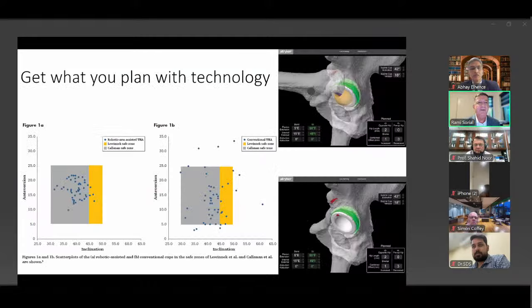We know the zones here, be it Lewinnek or Callanan. That's what generally you're aiming for, but aside from the fact that we're going now to functional zones, even if you are determining a particular zone, you're aiming for a particular position of inclination and anteversion, if you use technology, you're going to narrow that position of where you're going to end up with improved accuracy and improved precision if you know your target zone.